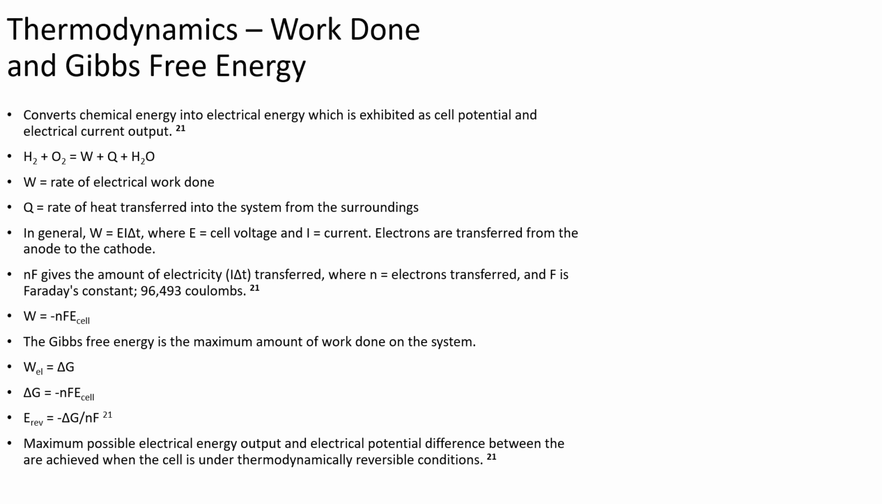Using this, we can use the equation W equals EIΔt, where E is the cell voltage, I is the current, and Δt is the amount of electricity transferred.